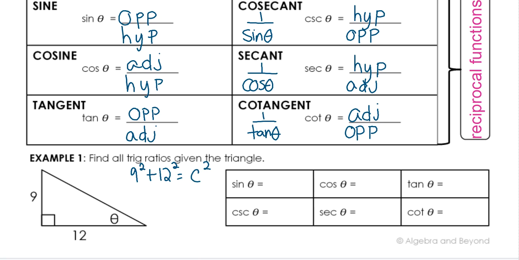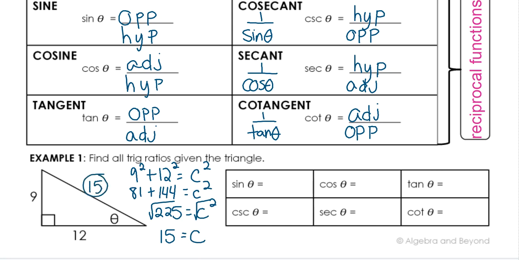So when I simplify that out, I would get 81 plus 144 equals c squared. And when I add those together, I get 225 for c squared. And so I'm going to square root that to get the c alone. And I'm going to get that 15 is the value of c. So that means that this side length over here is 15.